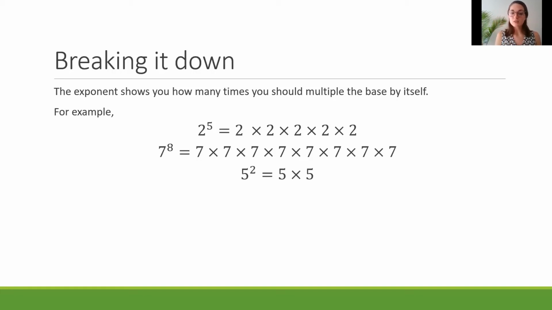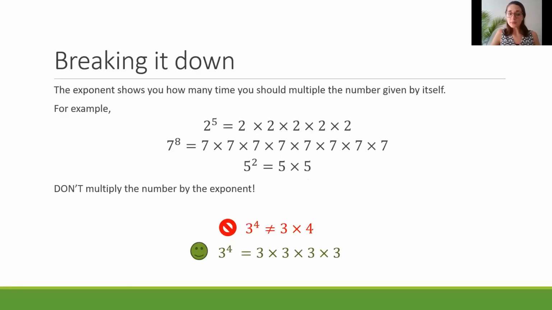And then 5 squared, or 5 to the 2nd power, is just 5 multiplied by itself. So 2 5s total, 5 times 5. So one way when you're getting started with exponents to really make sure you get this is to write it out like this, right? To make sure that you have all the right information.